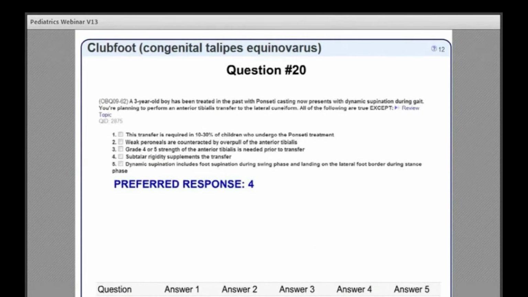So knowing this, a 3-year-old who has previously been treated now has a recurrence with dynamic supination. You're planning a tib-ant tendon transfer to the lateral cuneiform, which is the usual site. The preferred response is 4, so this is an except question. So all of the other answers are things that are true. Subtalar rigidity is a contraindication to performing the transfer, and so most of you got that right as well.